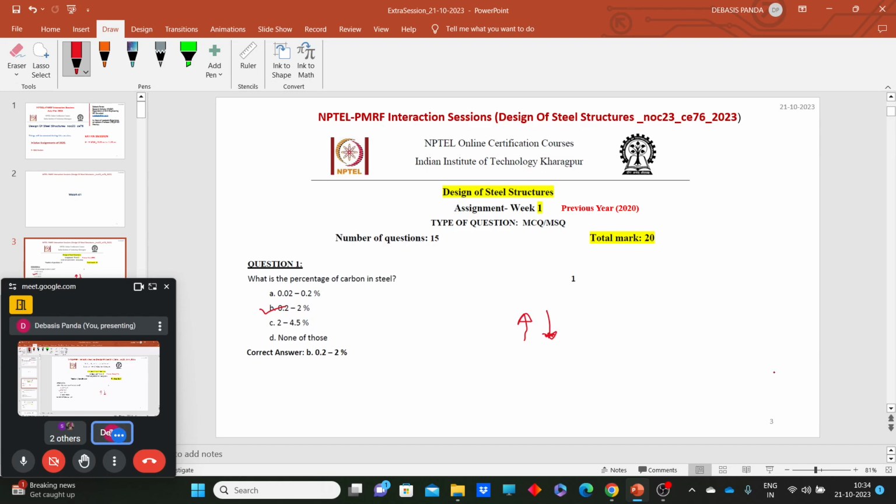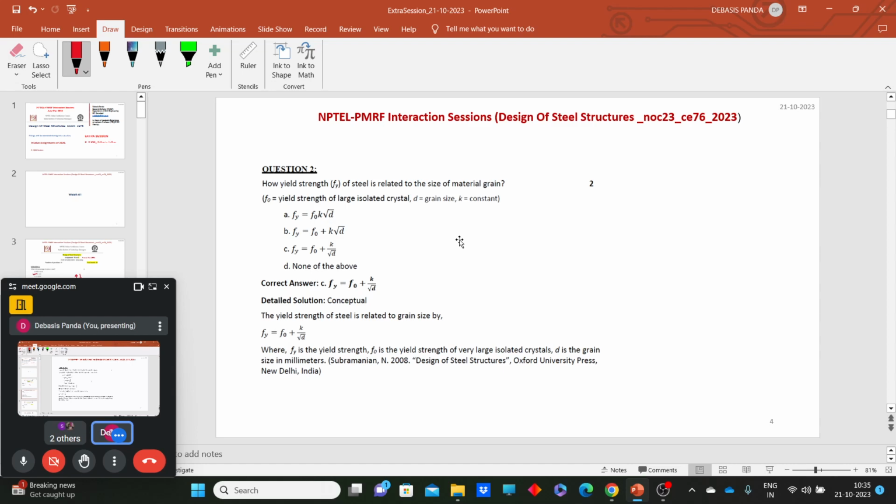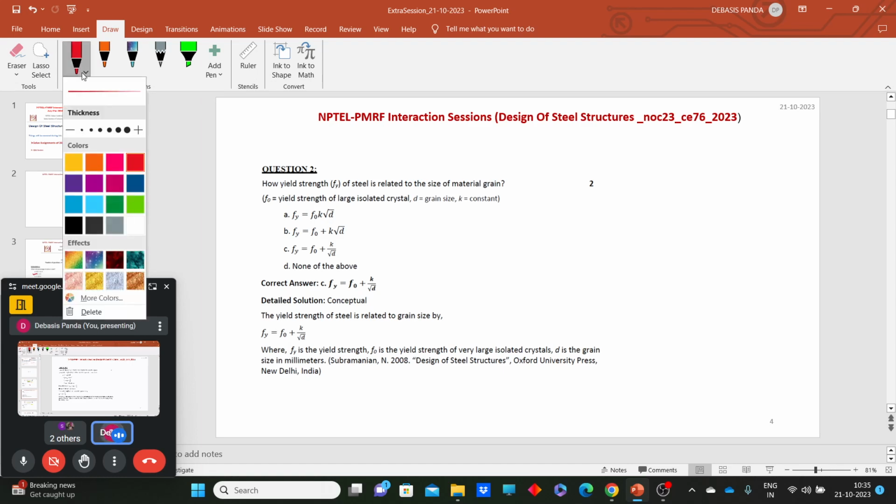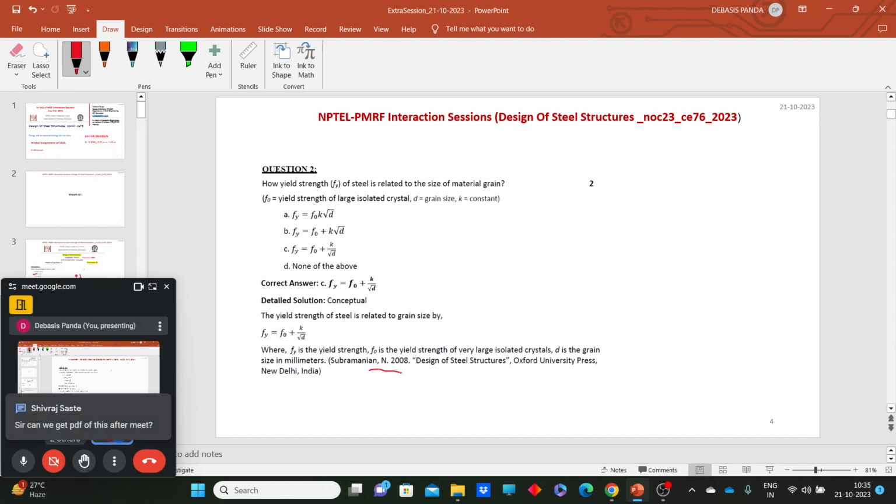Okay, so now let's move to the next question. It's question number 2. It's regarding the relation between the yield strength, the diameter of the grain size, and some constant. That means at the grain level, how we can correlate the values of yield strength. Basically there is a formula or relation.